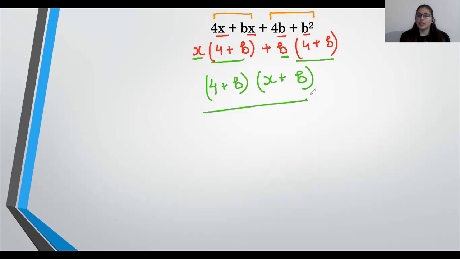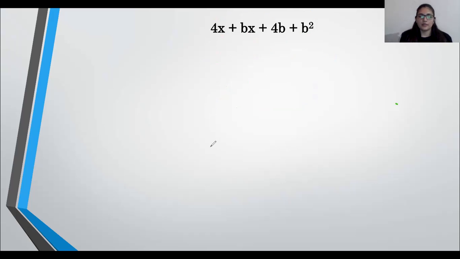So if they have given you any polynomial and you can take out the common terms, make sure you take them out. Then it becomes really very easy to simplify anything. All right, so let's move ahead to the next part.